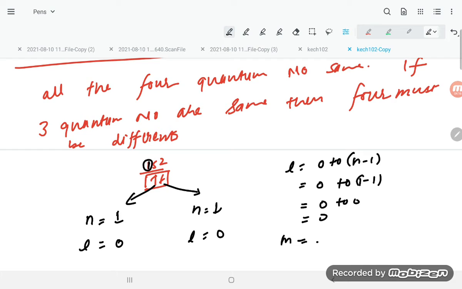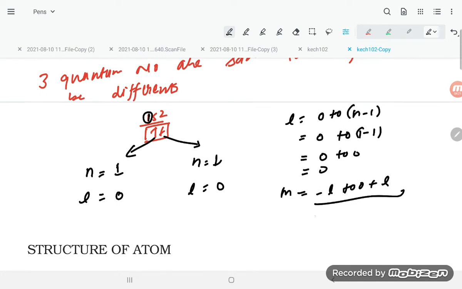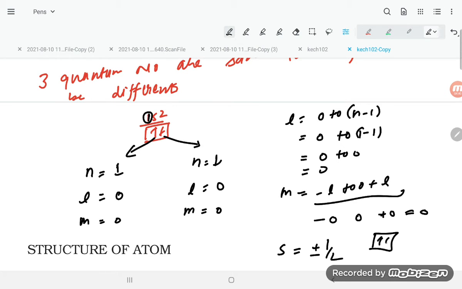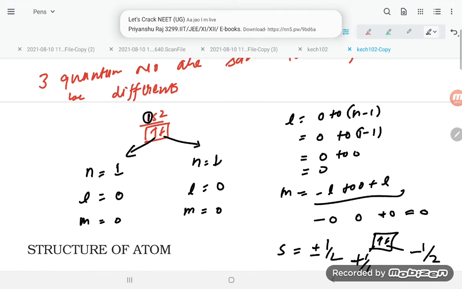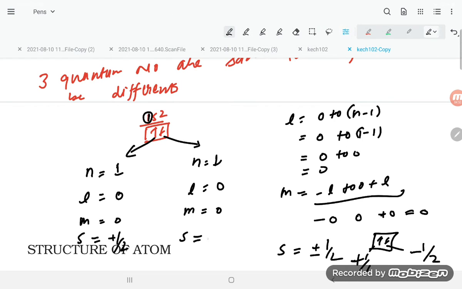What is the m value, student? It is minus l to 0 to plus l. So this comes to be minus 0, 0, plus 0, which is going to be 0. So the m value is 0. Now the s value, the spin quantum number, is plus or minus 1 by 2 for any electron. Suppose of the 2 electrons, the first electron is plus 1 by 2 and the second is minus 1 by 2. So s is equal to plus 1 by 2 here and minus 1 by 2 here.